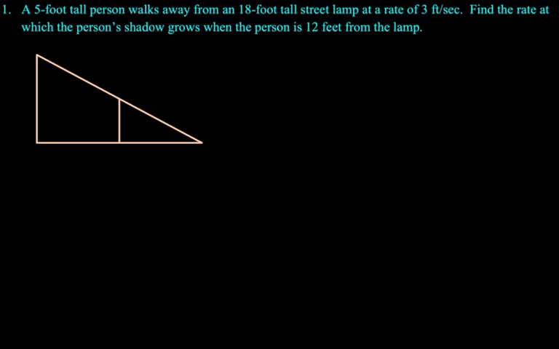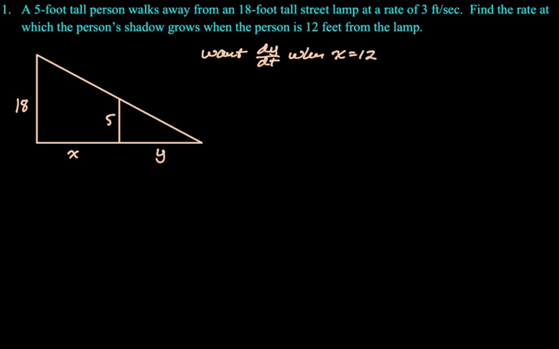Let's fill in the things we definitely know. So we got 5 feet, 18. Let's fill in some variables for things that can change. Let's call the distance between the person and the lamp x, and then the shadow itself is y. So we are trying to find dy/dt when x is equal to 12. That's the problem that we're trying to solve. We also know that dx/dt is 3 because that's the rate at which x is growing.